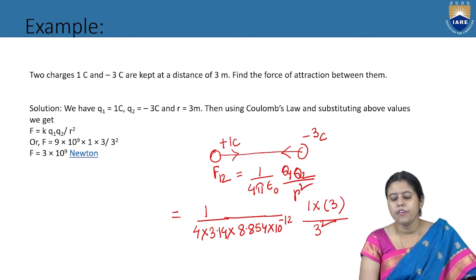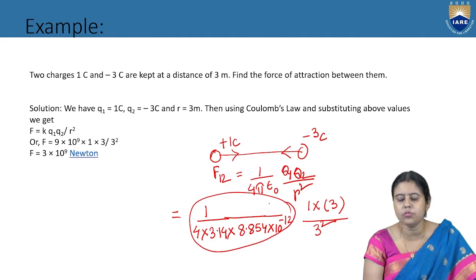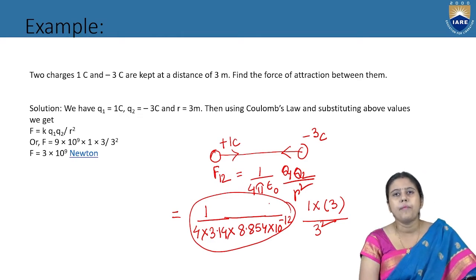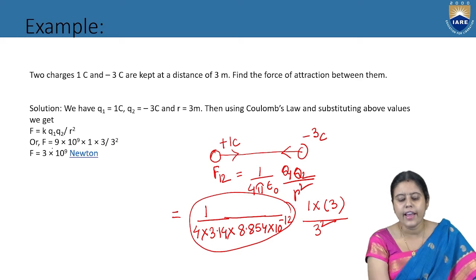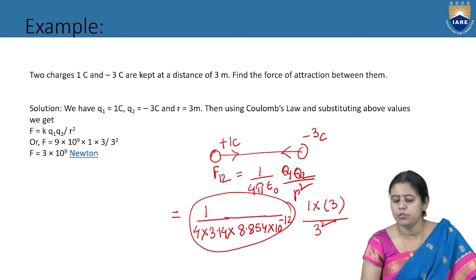So this is the formula. We already know the value of 1 by 4 pi epsilon 0 is 9 into 10 to the power 9. So 9 into 10 to the power 9 into 1 into 3 by 3 square. The value comes to 3 into 10 to the power 9 Newton.